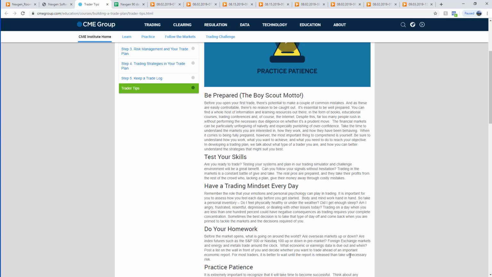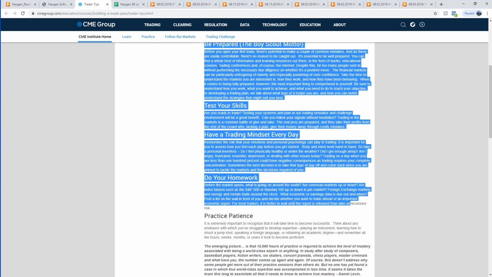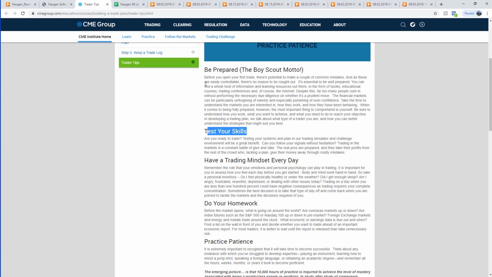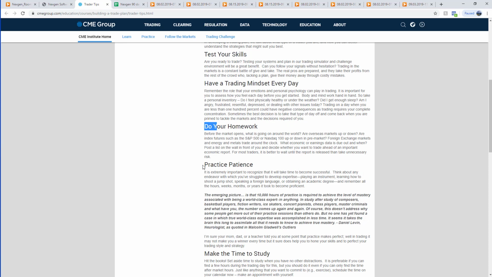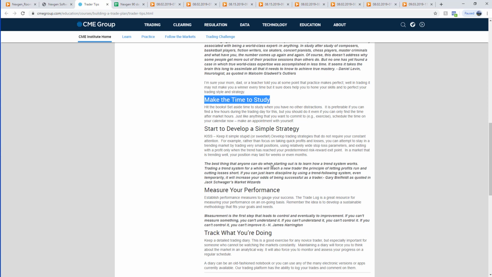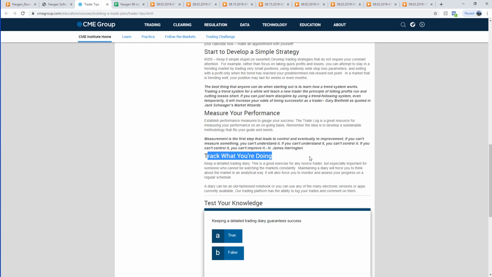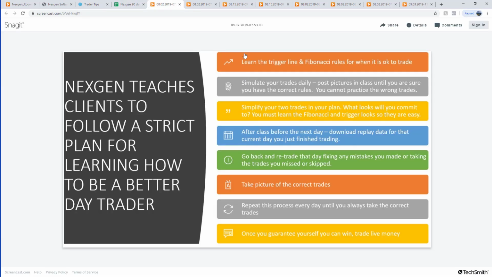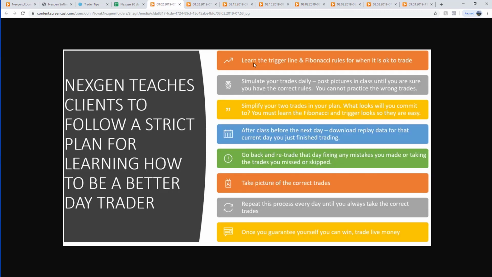So, look, they tell you what to do, right? Be prepared, test your skills, have a trading mindset, do your homework, patience and practice. Make the time to study, develop your plan, measure your performance, track what you're doing. Does any of that sound familiar? Sounds familiar, doesn't it? So when we talk about what you need to do, Nexgen's component of this is to teach you the trigger lines and fibs and the rules for when it's okay, or higher probability, to take a trade.